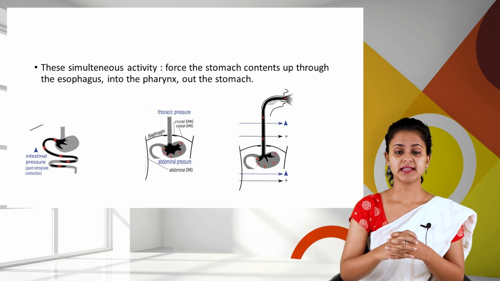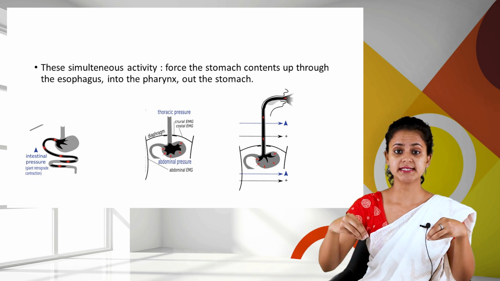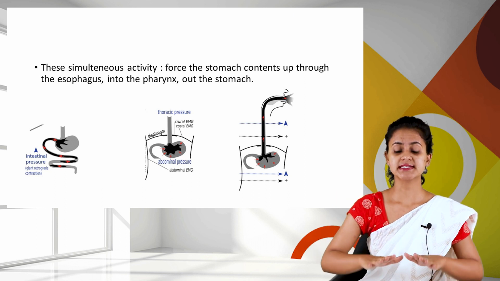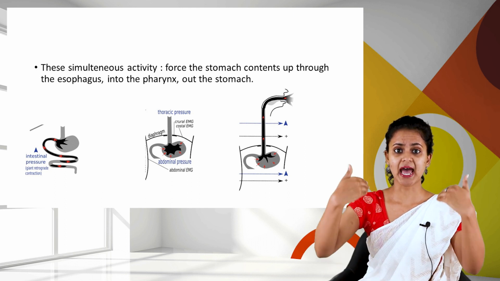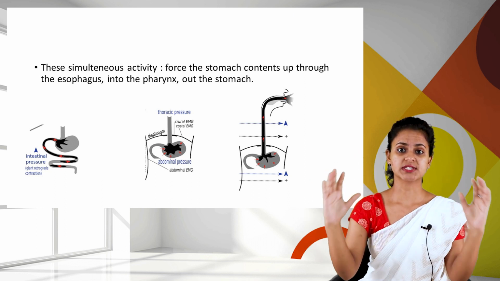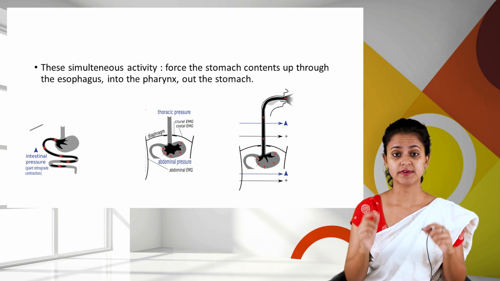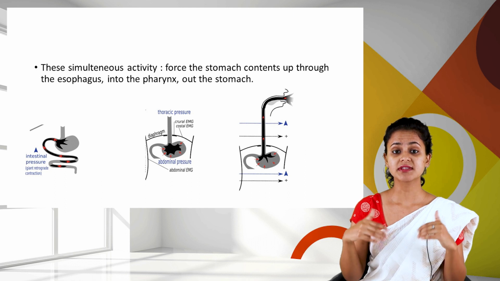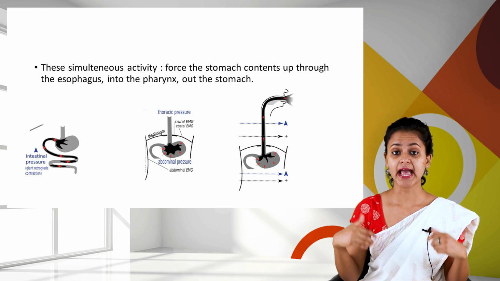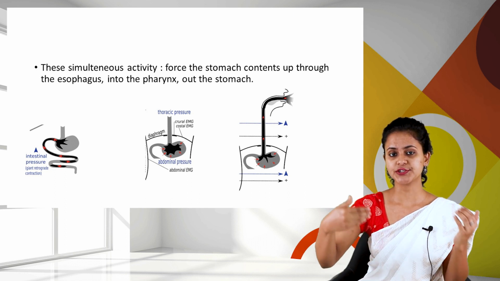So this simultaneous activity, where the force of the stomach contents comes up through the esophagus, then to the pharynx and oral cavity and the external part, we are terming this whole process as vomiting. Even the pylorus ring in between the stomach and intestine is involved. This is what actually helps the contents to come up through the esophagus into the pharynx and into the oral cavity.